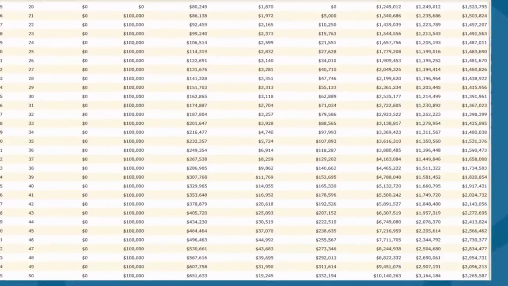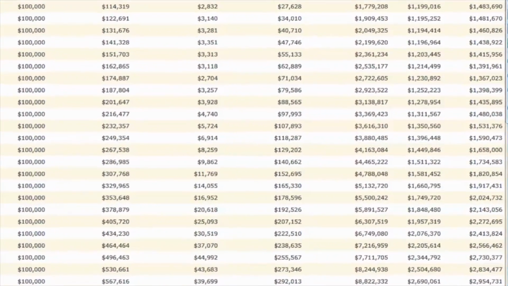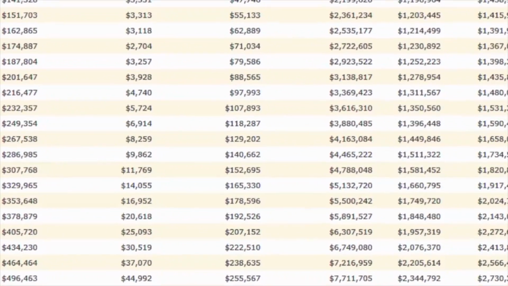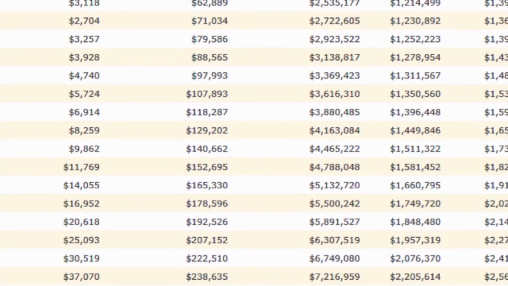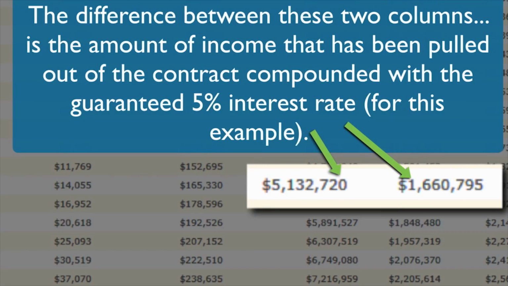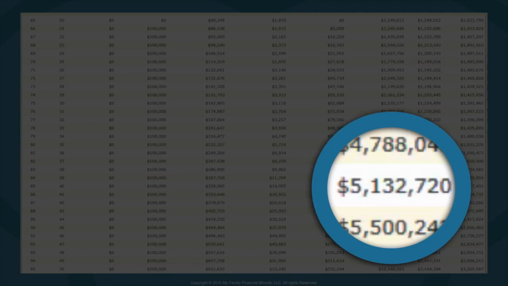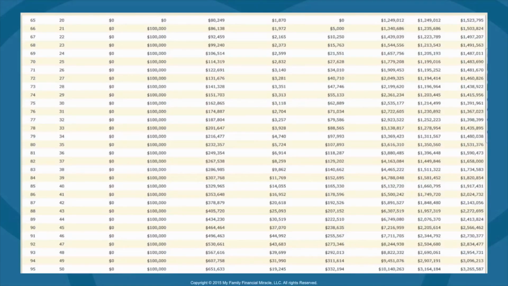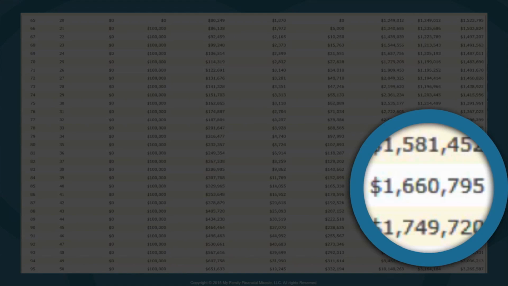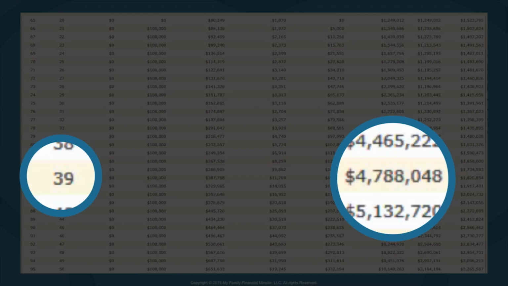I'm going to drop down to year 40 in the illustration to show that there is a big spread between the accumulation value and the surrender value. The difference between these two columns is the amount of income that has been pulled out of the contract, compounding at a contractual guaranteed 5% interest rate just for this example. By year 40, we've already distributed $2 million, 20 years times $100,000 in distributions. Our accumulation value is almost $5.1 million, and our cash value is showing about $1.6 million. At the end of year 39, our accumulation value was about $4.8 million.